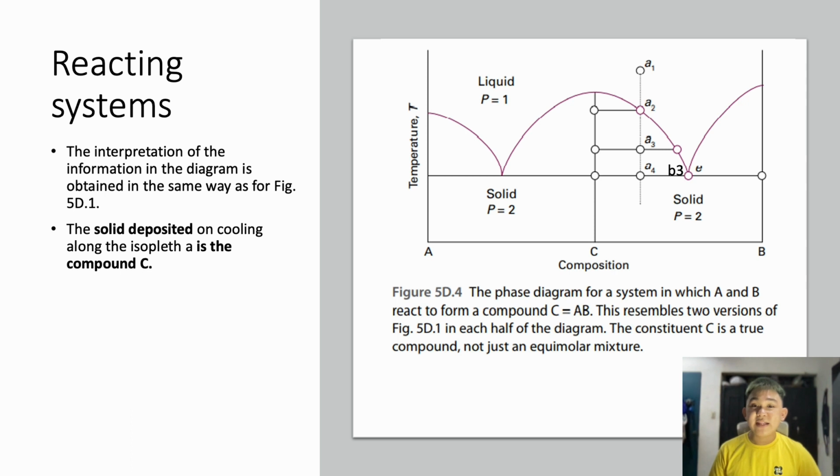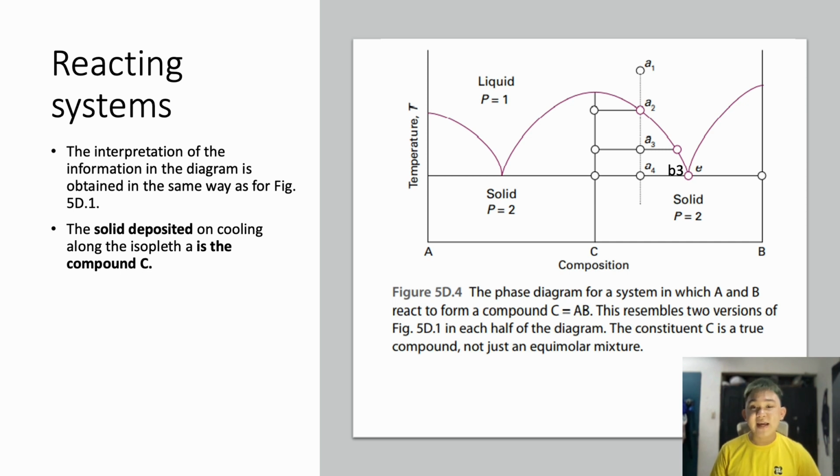Now, we have A sub 2 to A sub 3, where more solid C forms and the amount of solid and liquid are in equilibrium. At this stage, there are roughly equal amounts of each. The liquid phase is richer in B than before, and its composition is given by B3, which is seen in the diagram, because some C has been deposited.